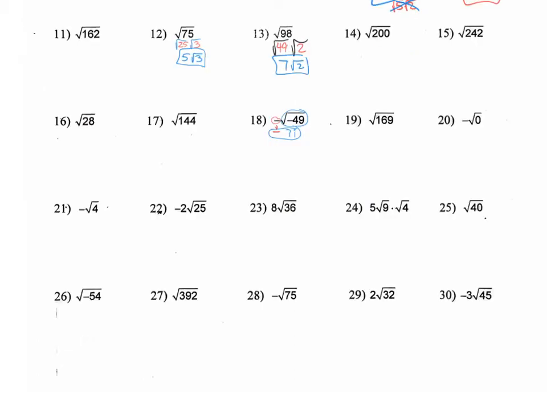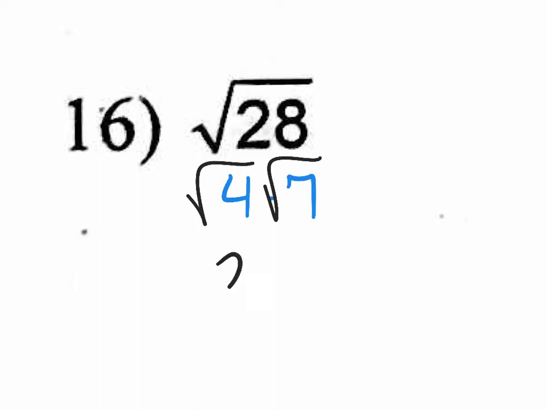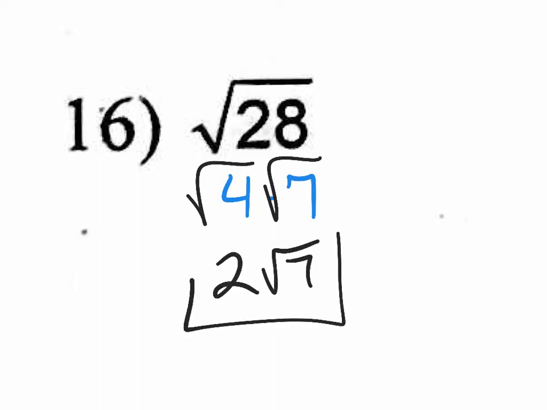How about 16? 28 is not a perfect square number. Could I break it down to get a perfect square number? Yeah. What? See, 14 times 2, that doesn't help us. 4 times 7. 4 times 7, that does help us because when you split it, you're going to get 2, bring down the square root of 7, you're done. 2 square root of 7.